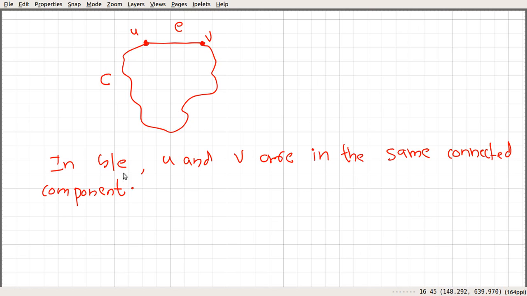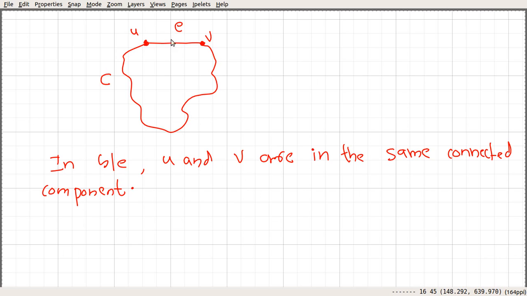Okay, so if E were a cut edge, then if we delete a cut edge, the end vertices must go to two different connected components. And here we can see that in the graph G, if we delete E, U and V are in the same connected component because they are connected through this particular path of this cycle. So in G minus E, U and V are in the same connected component, and that says that this E is not a cut edge.